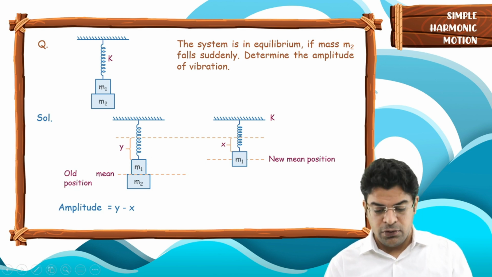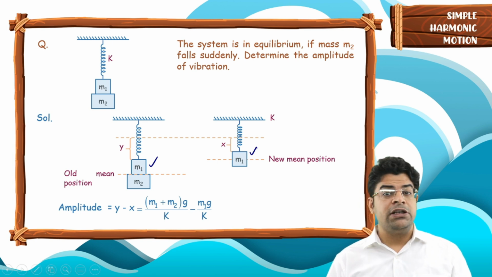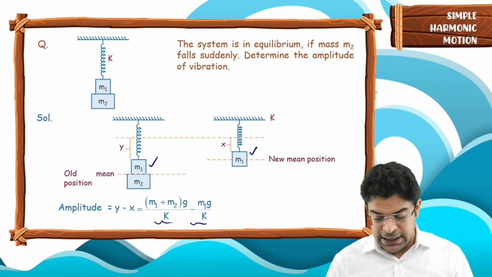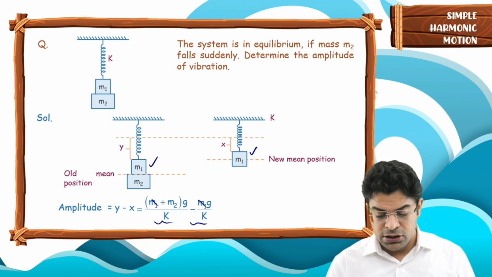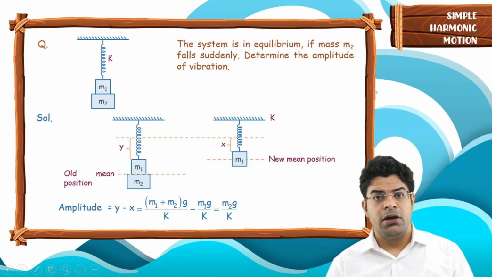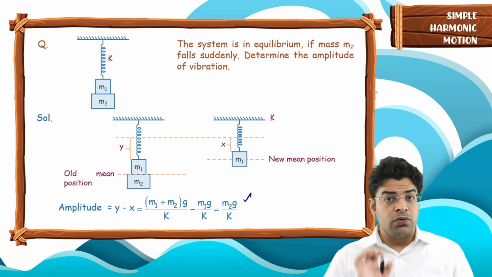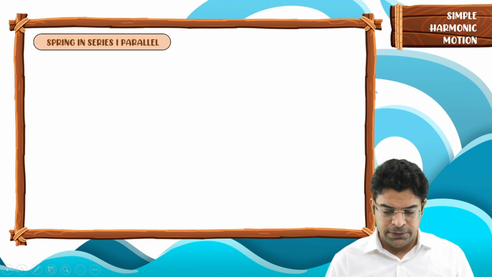In place of y, you can write (m1 plus m2) into g by k. In place of x, you can write m1 g by k. So when you do y minus x, you can see this m1 g by k term gets cancelled. So what you are left with is nothing but m2 g by k. So these types of questions look tough. They are easy questions. So let's understand the spring block system further.